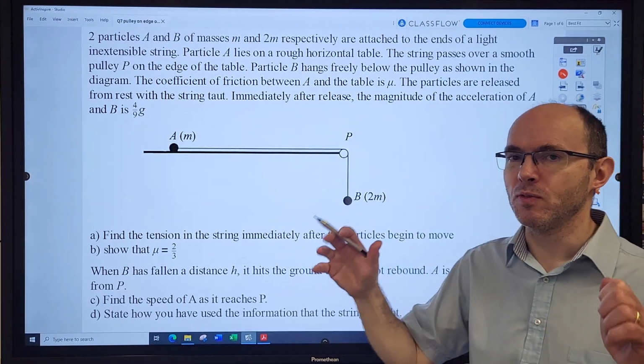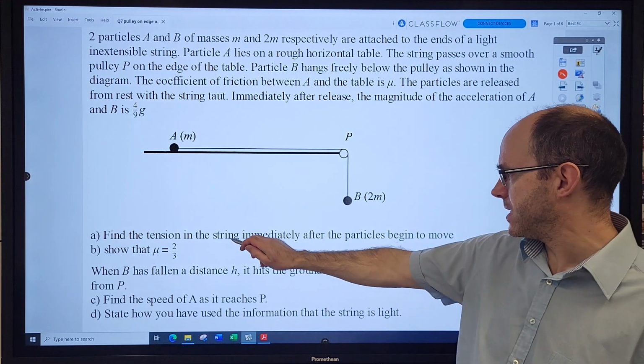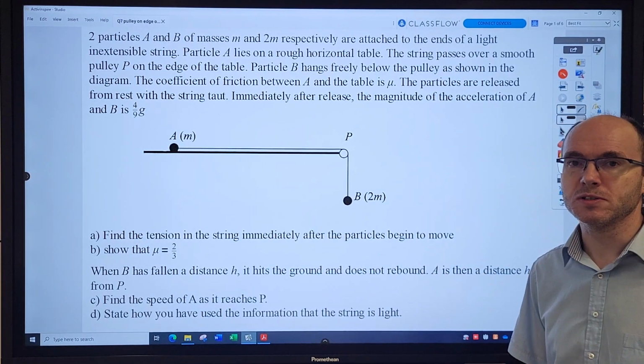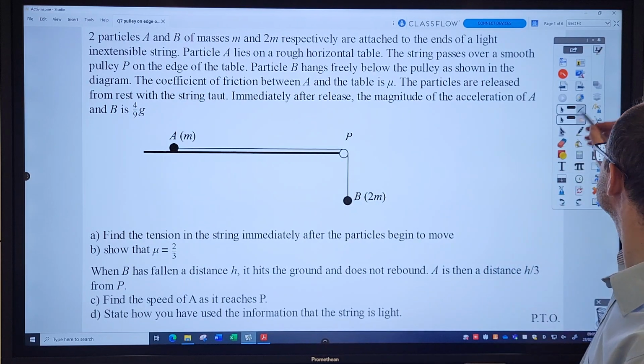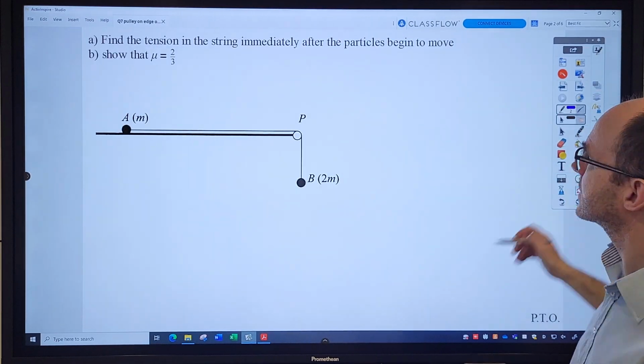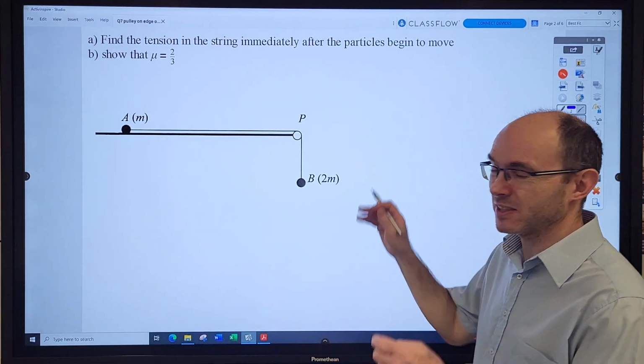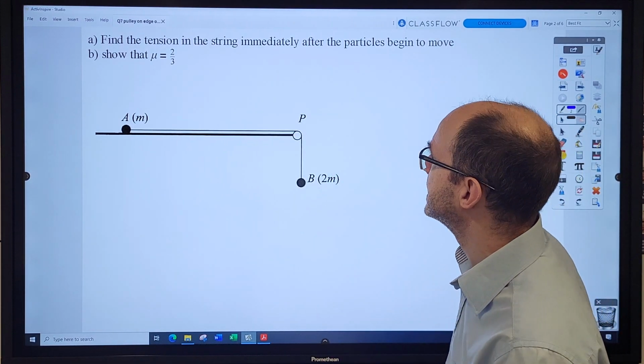Okay, so a lot going on there. Find the tension of the string immediately after the particles begin to move. Show that mu is equal to 2/3. Okay, so let's have a look at this. Here I'm just going to get rid of the question. Go back to it if you want to have a look at it, but I'm going to do away with that because I need some working space.